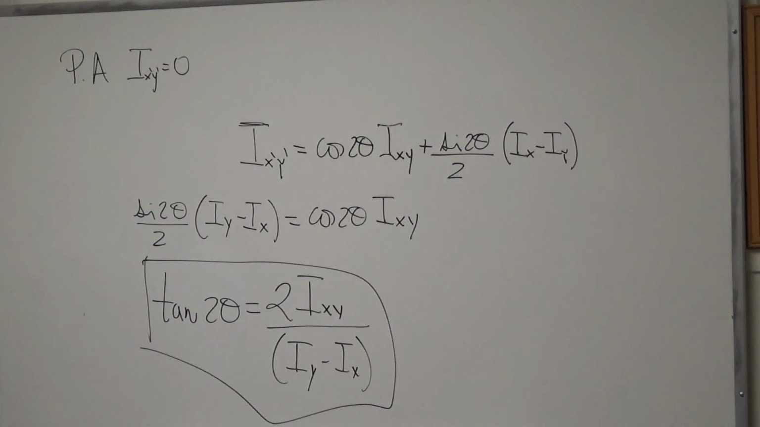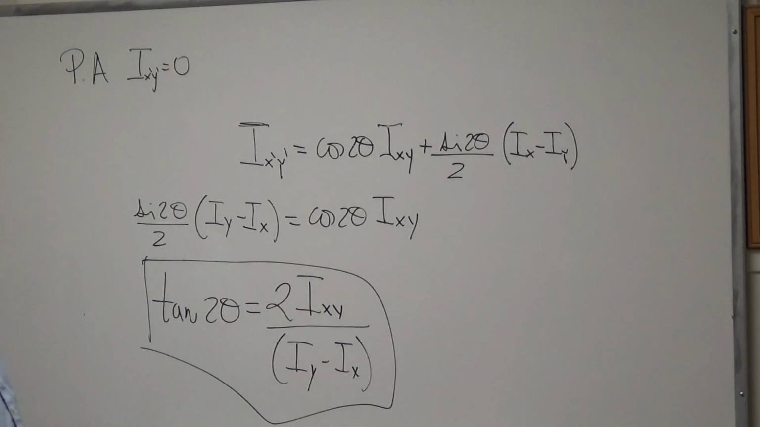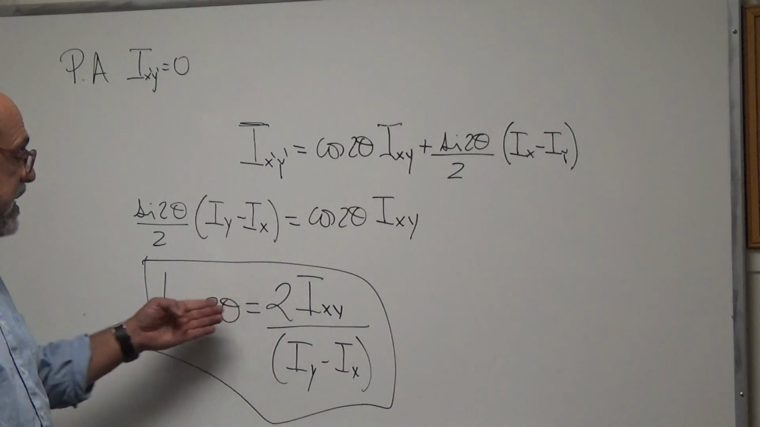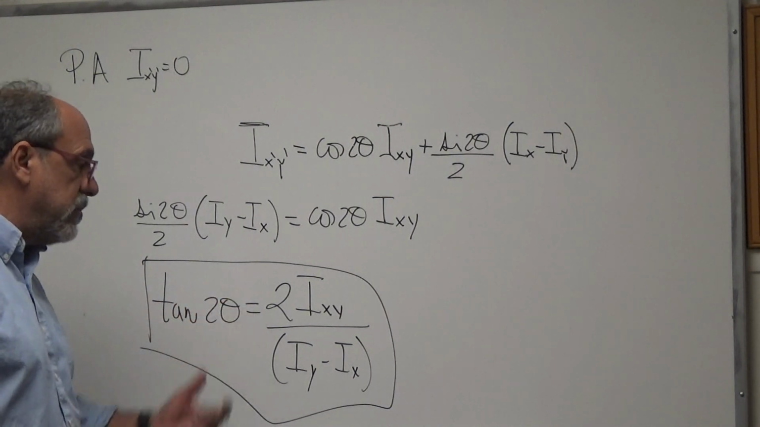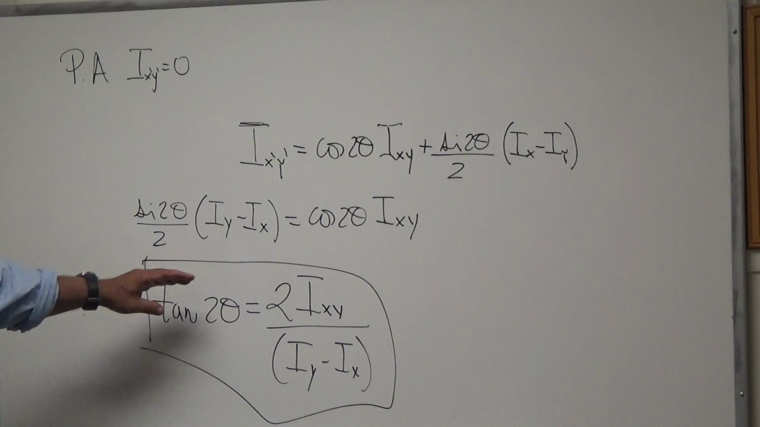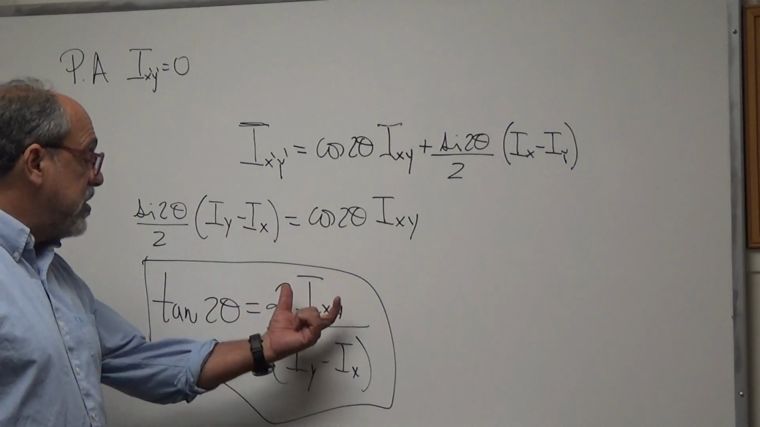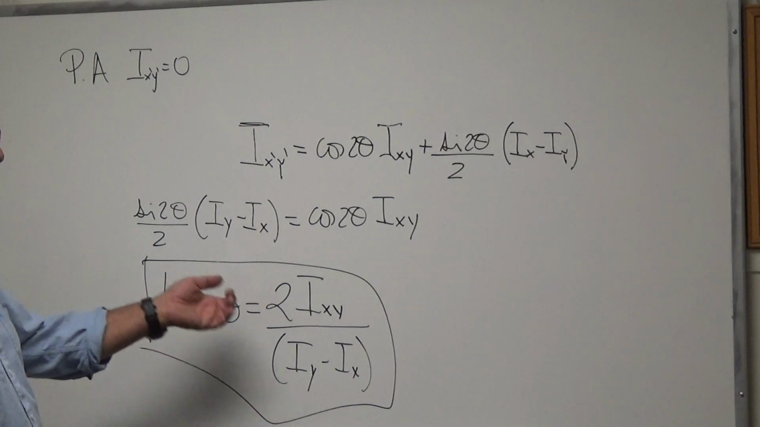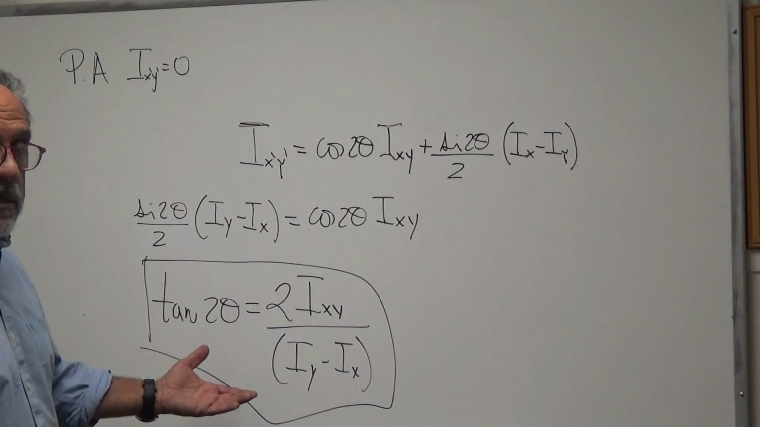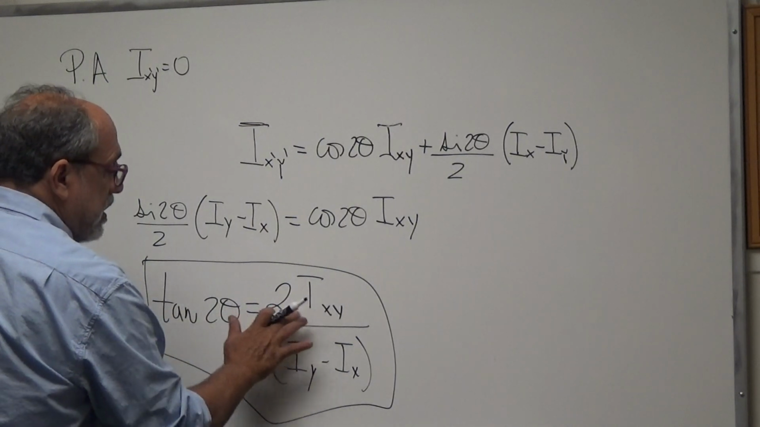So, given Ixy, given Iy, and given Ix, you can calculate the tangent of 2 theta, and therefore the inverse tangent gives you 2 theta, and then dividing by 2 gives you theta. Which means you find the rotation of the axis that gives you the principal axis. Needless to say, if Ixy is 0, then the tangent of 2 theta is 0. That means that 2 theta is 0, that means that theta is 0, you already have the right answer, the principal axis, right? Because Ixy was already 0.